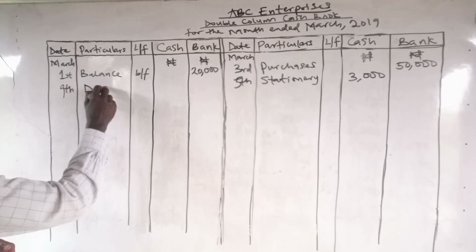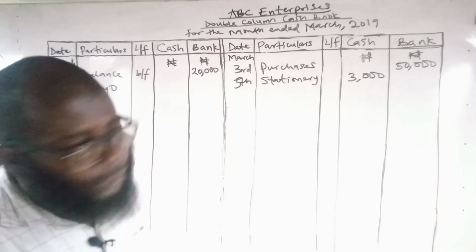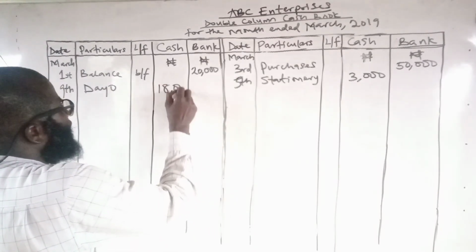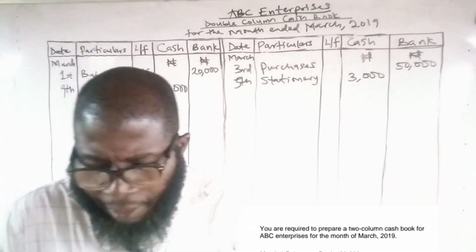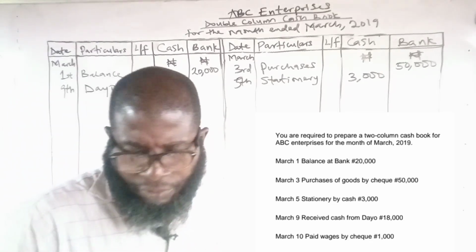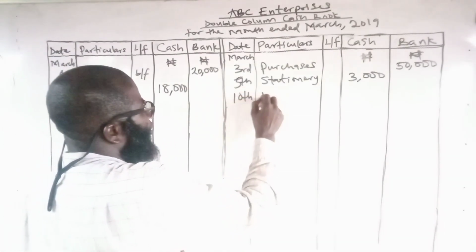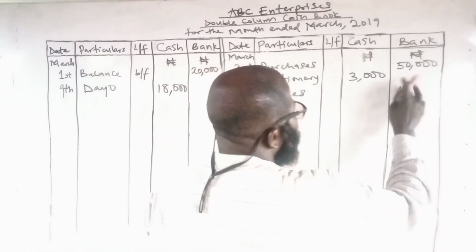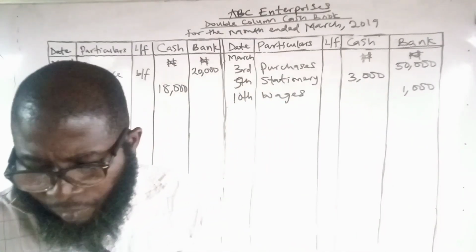Now, received cash from Dio, 18,000 naira, March 9th, okay? You put Dio. Received cash of how much? 18,000 naira. Come here on the cash column, put 18,000 naira there. Then March 10th, paid wages by check, 1,000 naira. Put your 1,000 naira here.